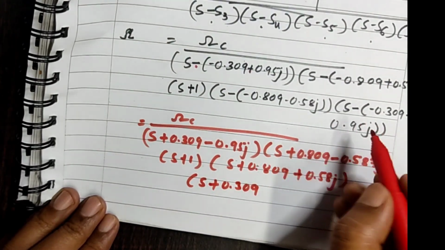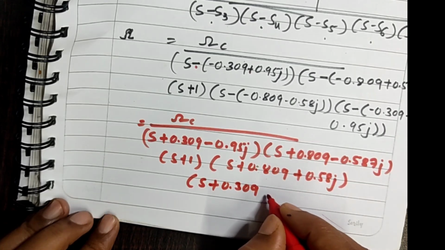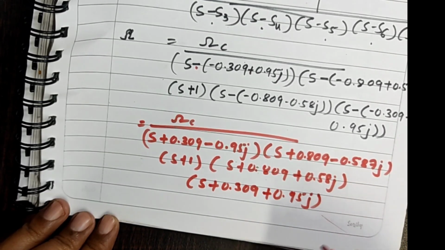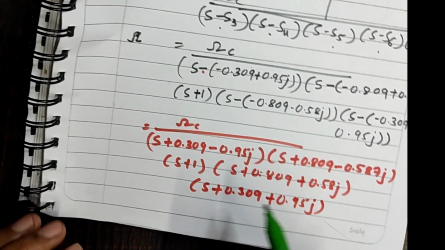Okay, I am multiplying this: S plus 0.309 minus, into, minus plus 0.95 J. These are the poles which we have indicated. So now, what we have to see is simplification.